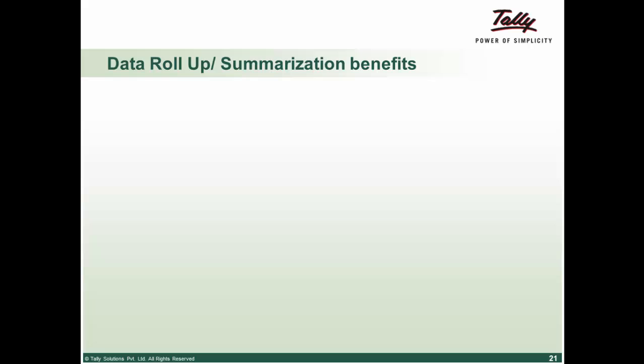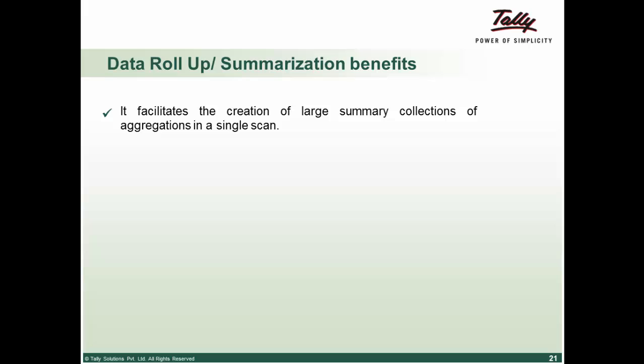Why is the summarization required, why this data roll-up? The first benefit is with the large collections that we have. So I have 25,000 vouchers, and the entire scanning is done in one shot. Otherwise, the moment I write type voucher, the number of lines encountering it keeps traversing back, scans it, brings the data, scans it, brings the data. So it takes a hell of a lot of time. In one shot it just scans everything, does the aggregation, and then the output is given.